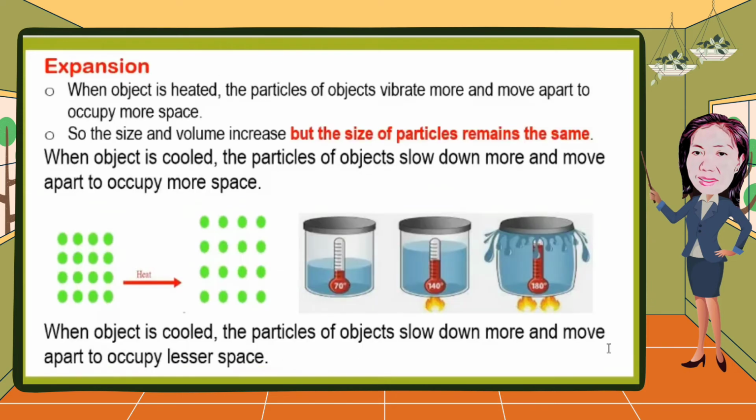Okay? Next. So in a thermal expansion, when an object is heated, the particles of the object will now start vibrating more. They will move apart and so they occupy more space. So the size and the volume will now increase. But take note, the size of the particles will not increase. They will just remain the same.